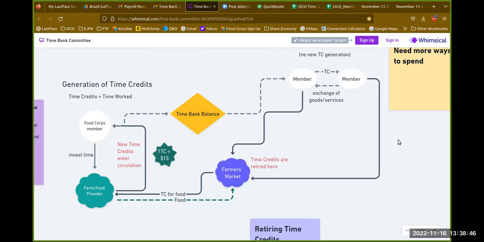And by expanding that exchange market, we would hopefully be providing more motivation for people to be earning time credit, encouraging people to go out onto the farms and food providers to do some food production work.